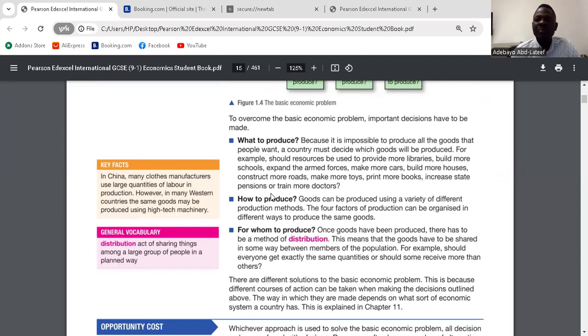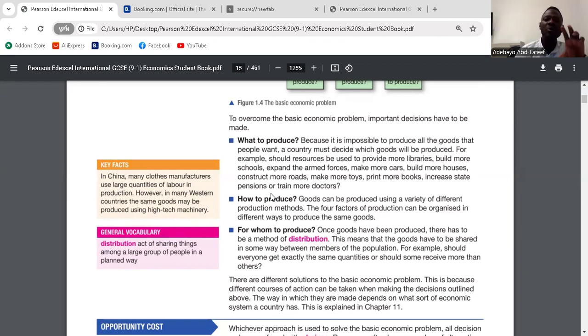What to produce? Because it is impossible to produce all the goods that people want, a country must decide which goods will be produced. For example, should resources be used to provide more libraries, build more schools, expand the armed forces, make more cars, build more houses, construct more roads, make more toys, print more books, increase state pensions, or train more doctors?